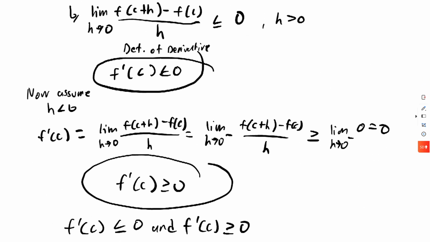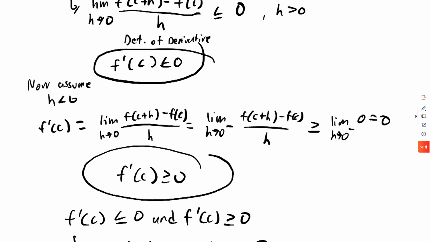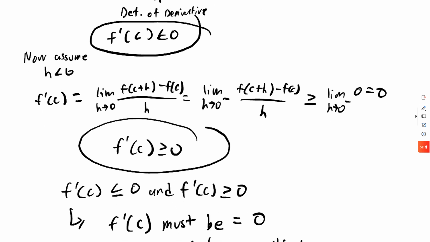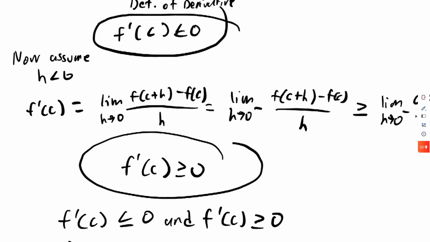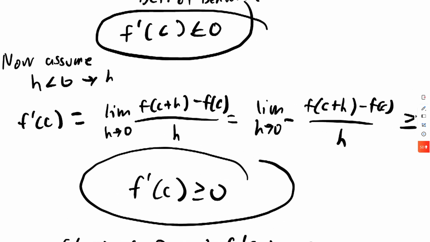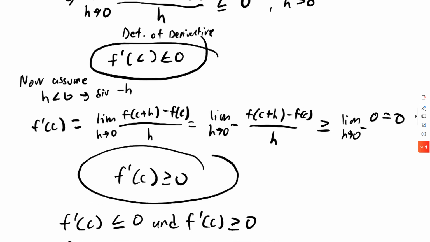And if you were still confused about this particular step, all I'm really doing here is, for h less than 0, remember this means h is negative, so we're going to divide by a negative h.